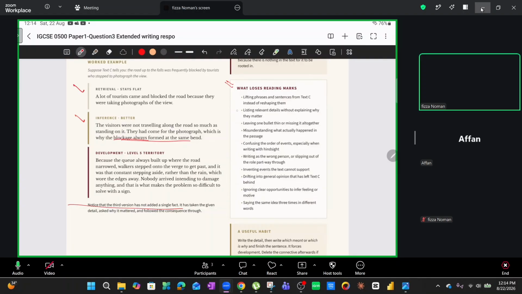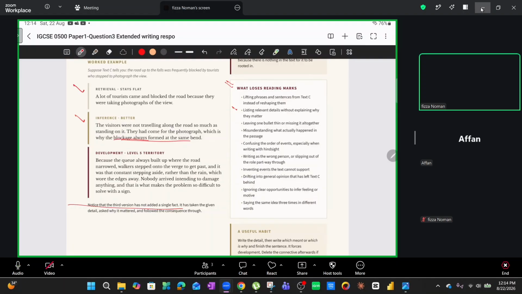Then listing relevant details without explaining why they matter. What is being suggested? That obviously docks the marks. Leaving one bullet thin or missing it altogether, we have to make sure that we balance it all out. We have to make sure that at the end of it all, each and every point is balanced properly as given by the examiner, because each and everything will be marked equally.